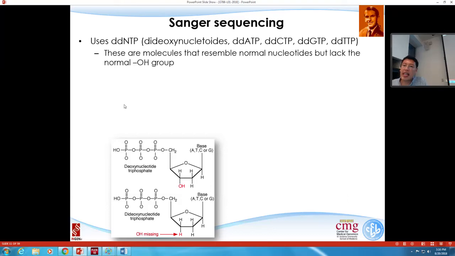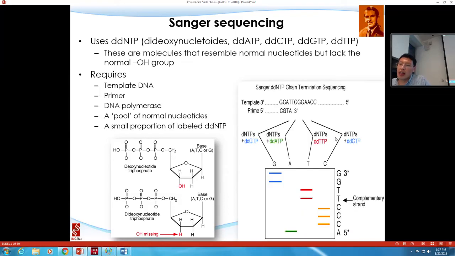Sanger sequencing uses something called ddNTPs, which are dideoxynucleotides. That includes four types: ddATP, ddCTP, ddGTP, and ddTTP. The top one here is the normal dNTP, the nucleotide in our body, and this is how it is formed. The only difference in the ddNTP is this part: the hydroxyl group changes into just a hydrogen, so OH becomes H. This change means the reaction cannot continue, so you cannot put another nucleotide after the current one. It acts as a stopper, and that is the only modification for the ddNTP.